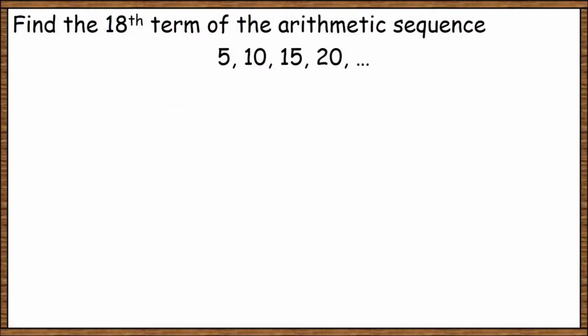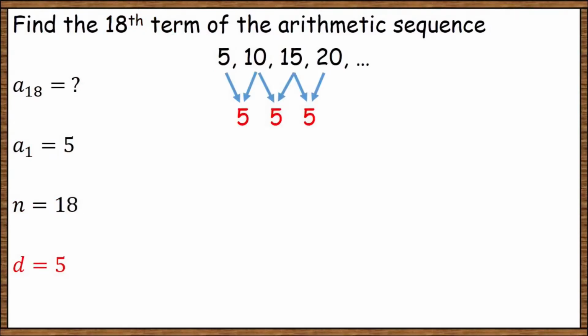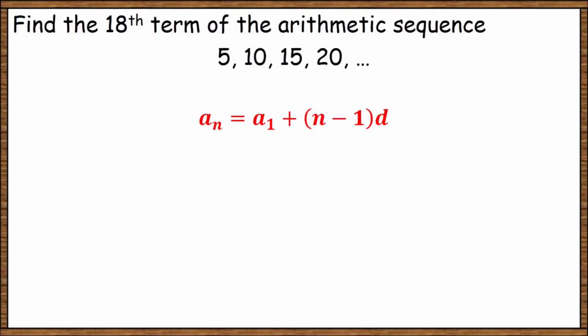Exercise 1. Find the 18th term of the arithmetic sequence 5, 10, 15, 20, and so on. Tingnan muna natin ang mga given. Ang 18th term ang hinahanap kaya papalitan natin ang a sub n ng a sub 18. Ang first term natin ay 5. Samantalang ang n natin ay 18. Lastly, ang ating common difference of 5. Pwede na nating i-substitute ang mga given sa formula. Magiging a sub 18 is equal to 5 plus the quantity 18 minus 1 times 5.